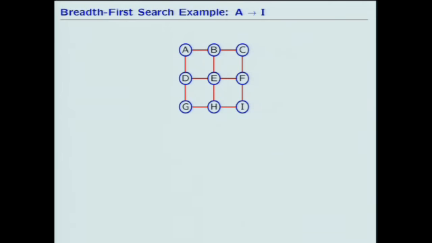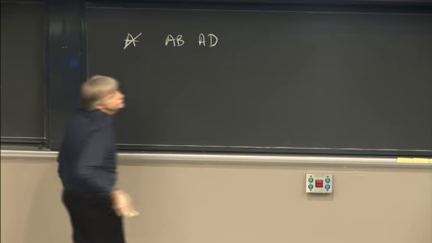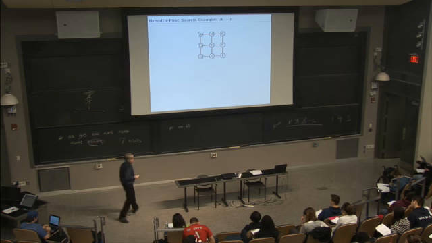So I start with the agenda. I put in A. I pop off the head of the queue and stuff the children at the end. OK, so I pop off the beginning and stuff the children, AB, AD. That looks right. That's the end of pass 1.